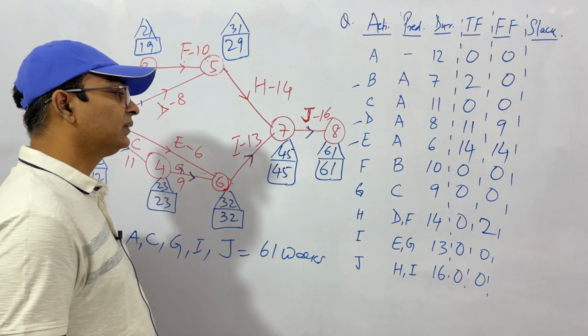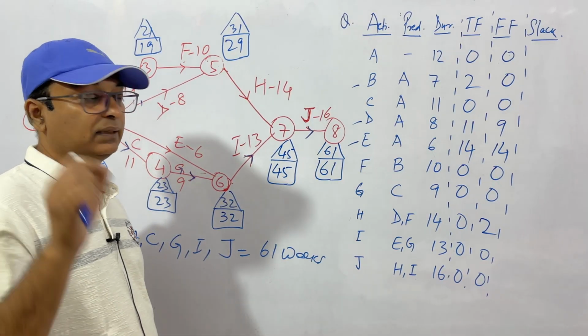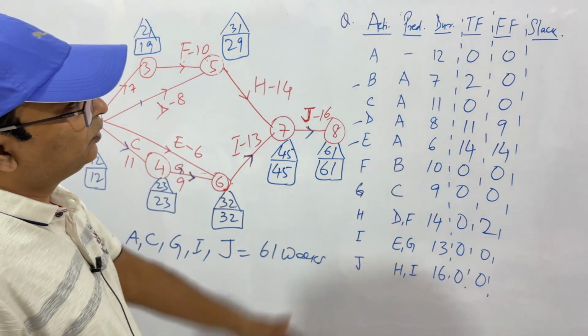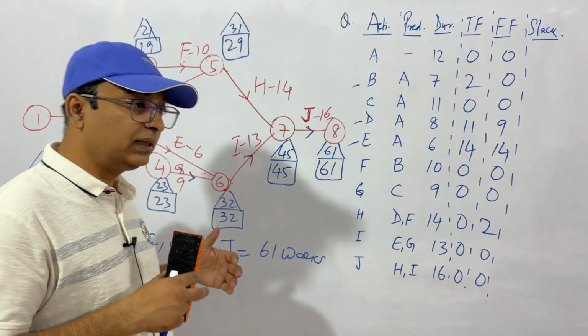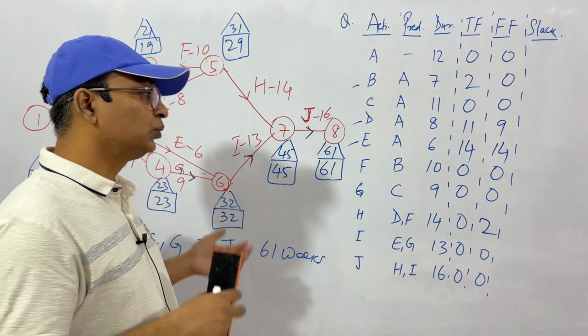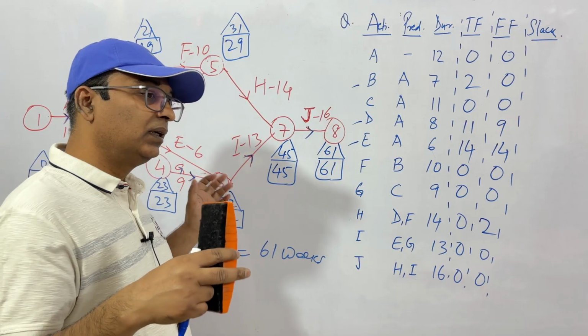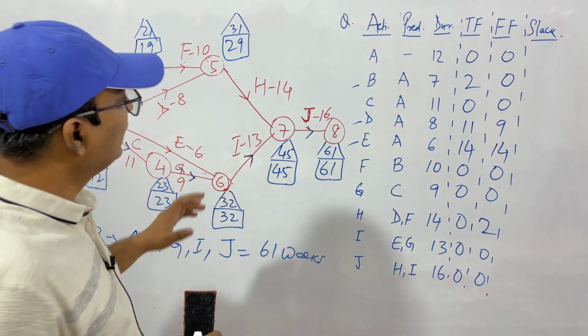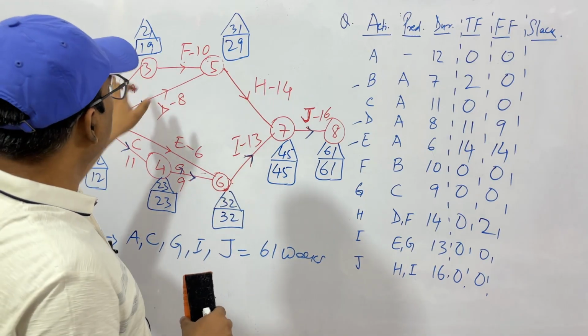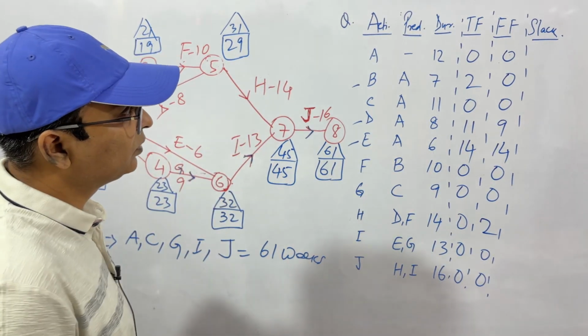Let's now understand what slack is. Total float is the delay by which a critical activity can be started so that our overall completion of the project is not delayed. But we are talking of activities only when we talk of total float and free float.